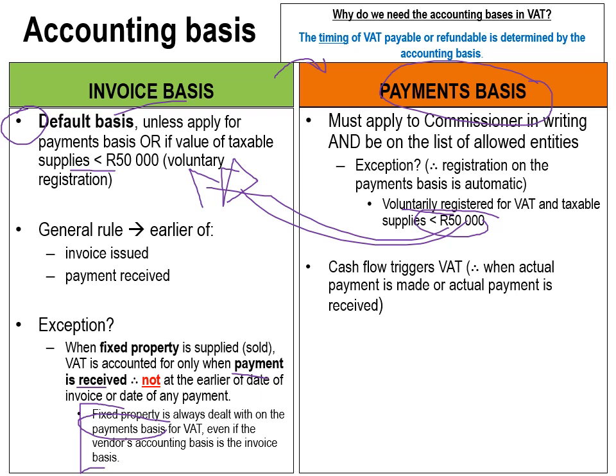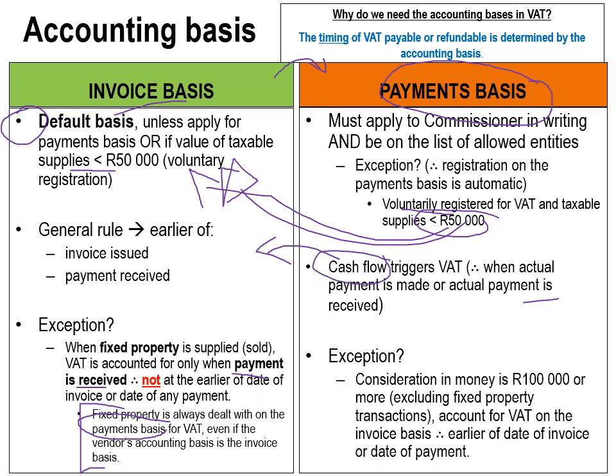Now, the rule for when VAT is accounted for on the payments basis is that cash flow triggers VAT. In other words, when the actual payment is made or when the actual payment is received, that is when we'll account for VAT. So we're not, as when we look at the invoice basis, working on the earlier of the date that the invoice is issued or the payment is received, irrespective of when the invoice is issued. On the payments basis, we only account for VAT when the cash flows. Of course, there's also an exception here.